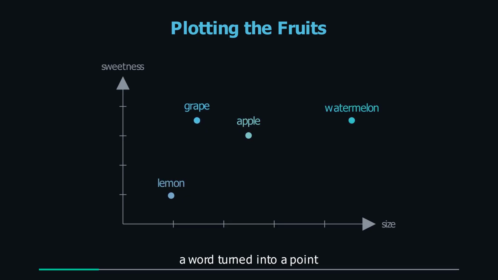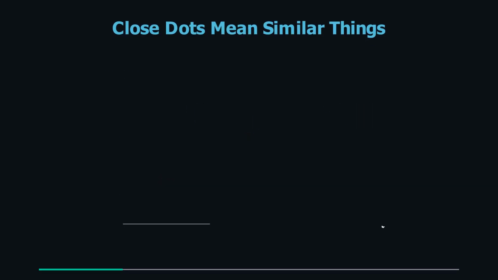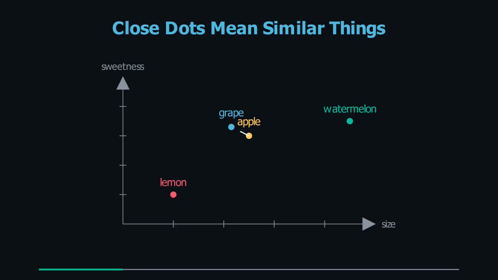A watermelon lands big and sweet. A lemon lands small and sour. This is an embedding, a word turned into a point. Apple and grape are both small and sweet, so they land close together on the map. Lemon and watermelon land far apart. Distance between dots is exactly how similar two things are.